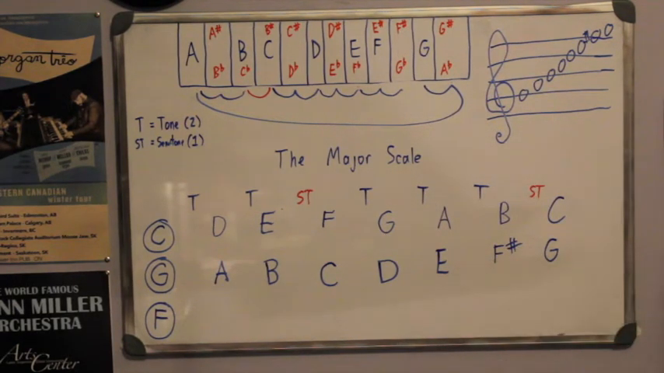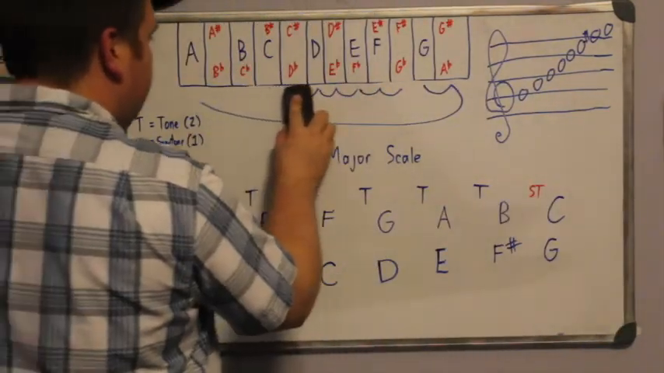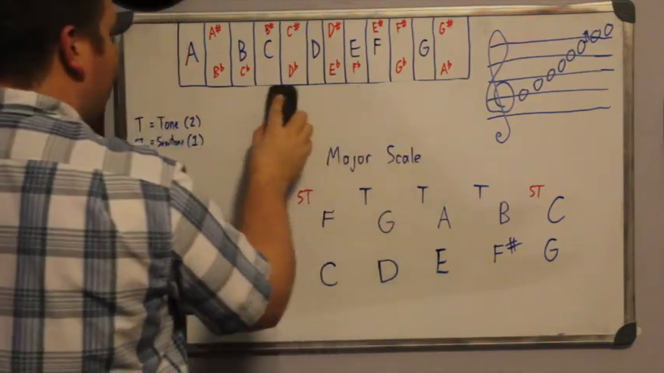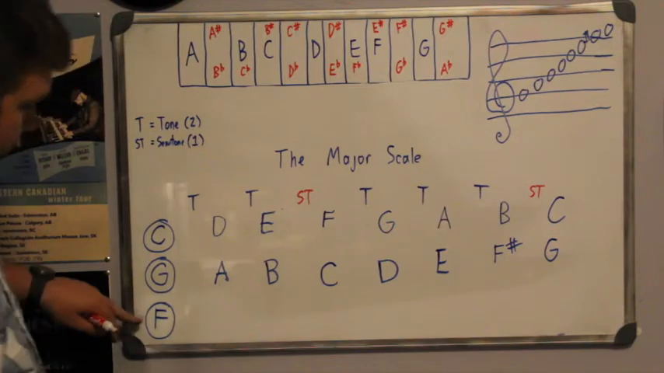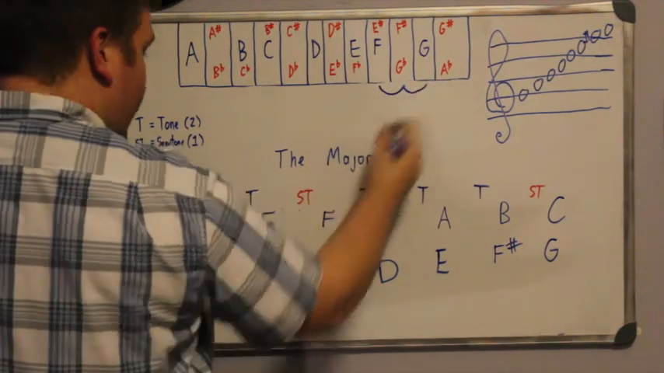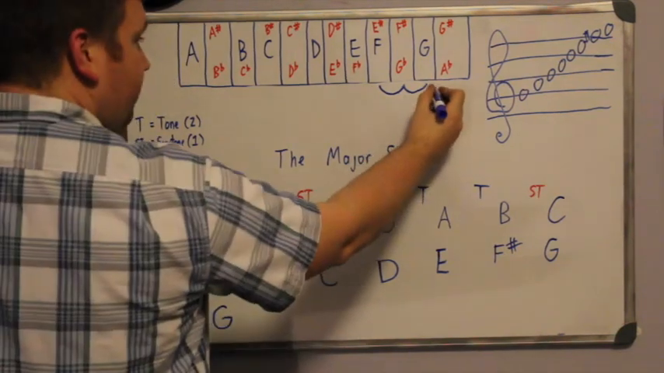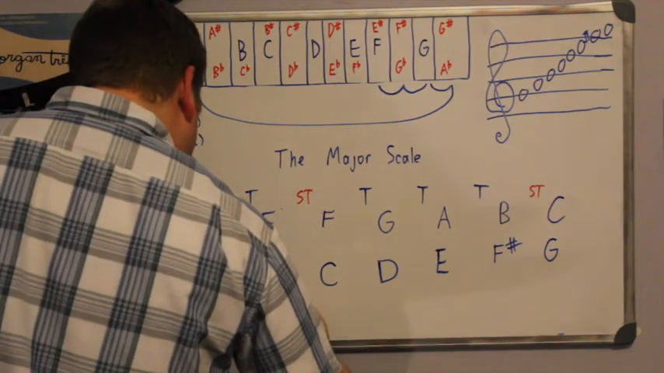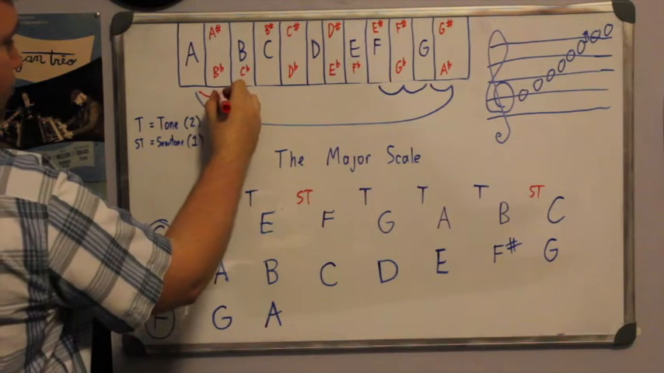So the next key we're going to move over to is F major. We're going to do that pattern one more time. I'm sure you have the idea of it by now, but we're going to start in a different place. So now we're going to begin on F. The first jump is going to be a tone, 1, 2, taking us to G. Then we have another tone, 1, 2, taking us to A. Now the next jump is a semitone again, so just one over.